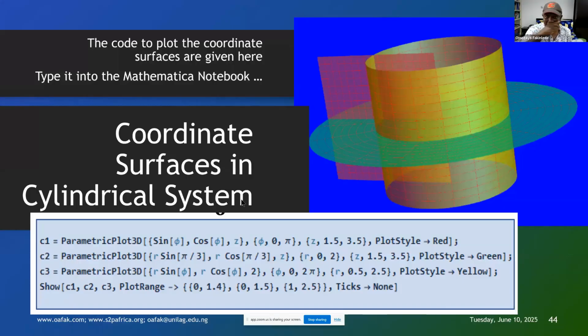And then, if you know how to use Mathematica, you can launch these three commands, and you are going to get this.